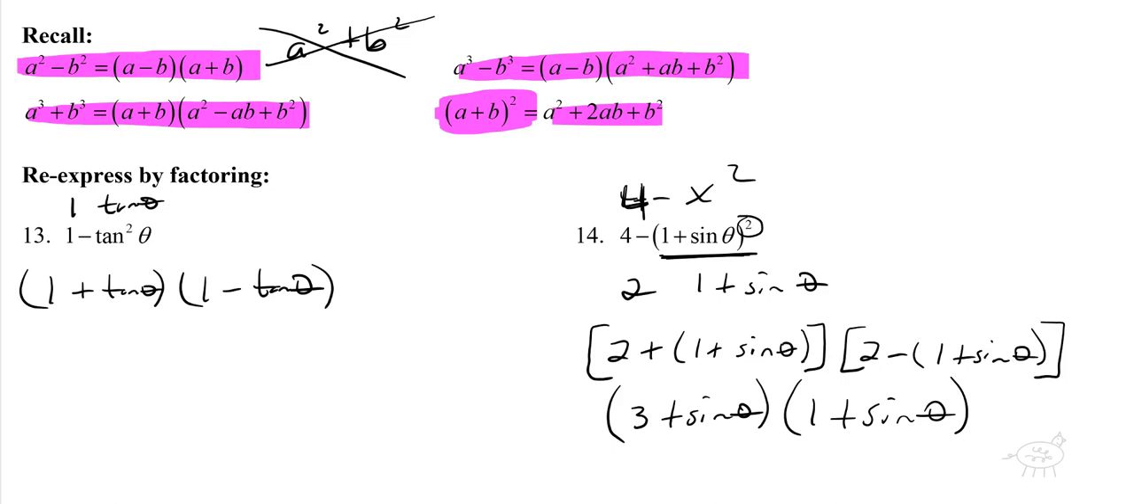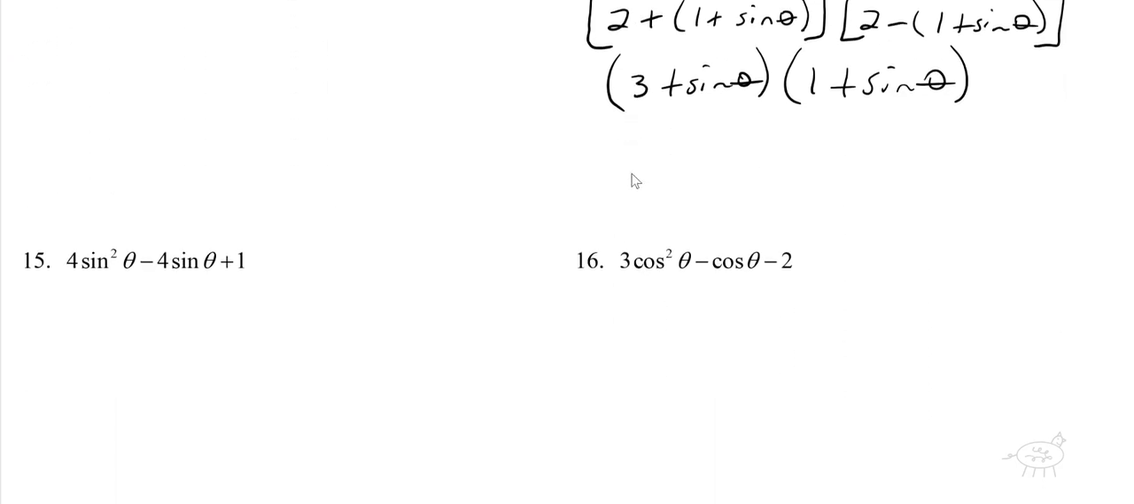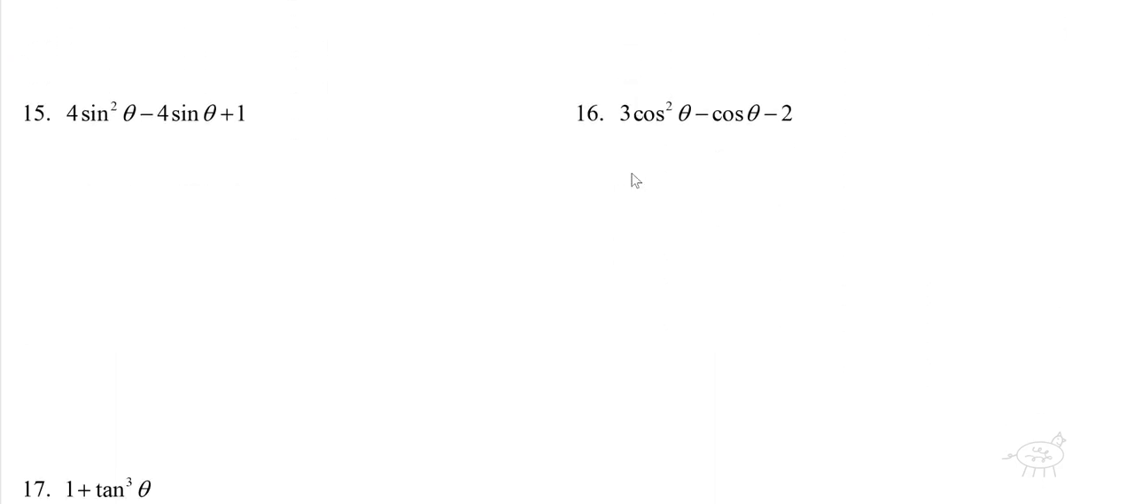And that's it, right? That's relatively easy, not bad. Okay, next group of problems, it's just a trinomial. So it's like saying 4x squared minus 4x plus 1.